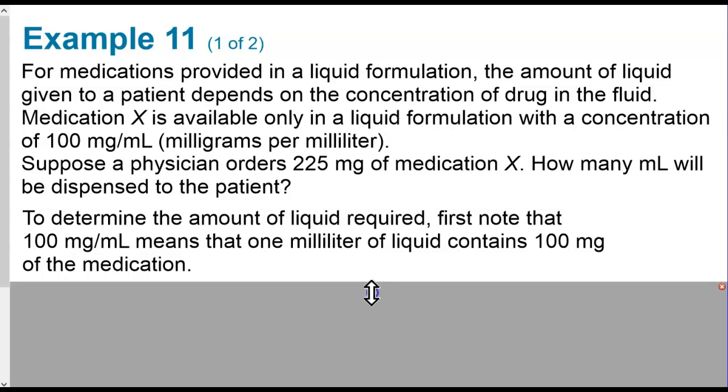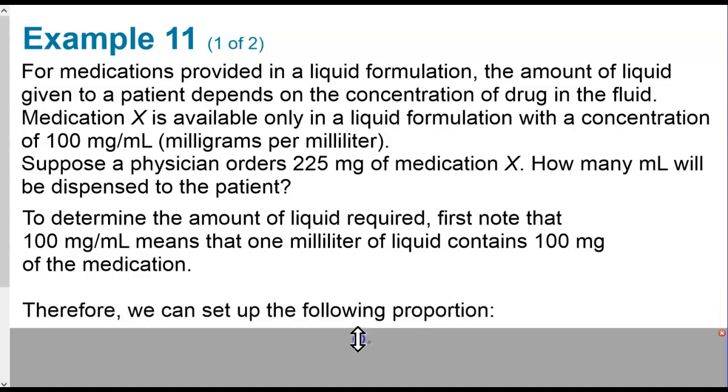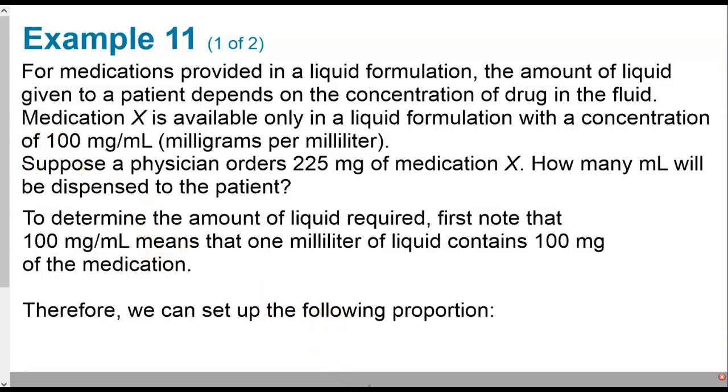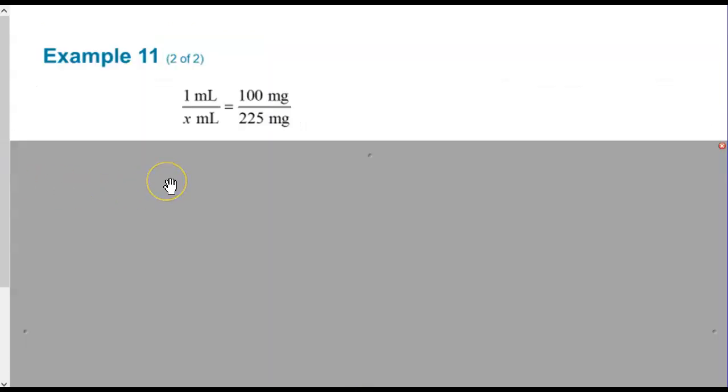Okay, hopefully that's helped, and so you can pause it and try that. Okay, see if that has helped you set up the ratio. So we can go ahead and set up the following proportion, and we're going to set up where we have for every 1 milliliter there are 100 milligrams. So we're looking for how many milliliters are in 225 milligrams. So again, milliliters is that fluid volume that we're filling.